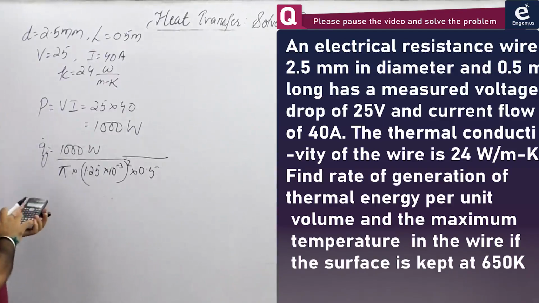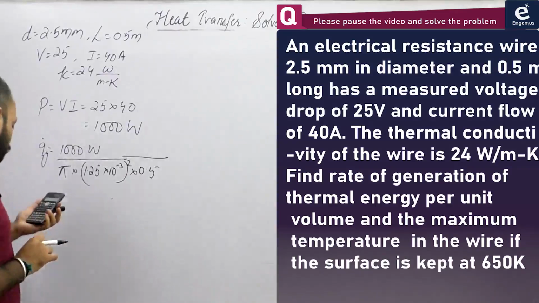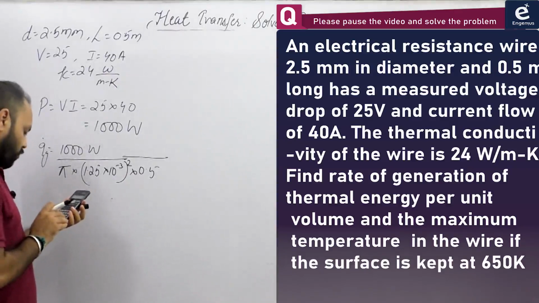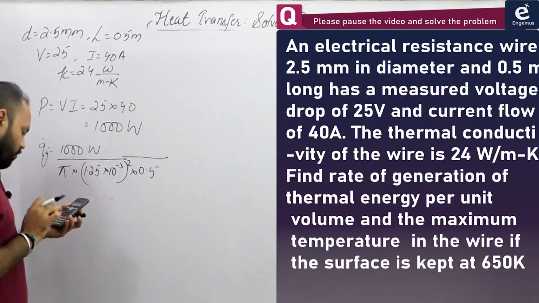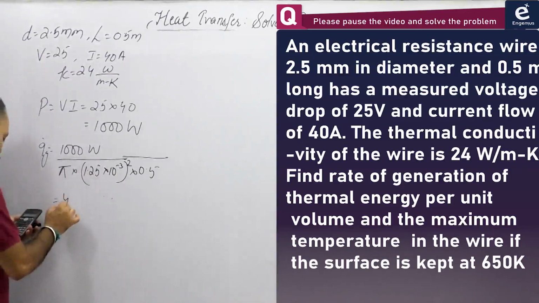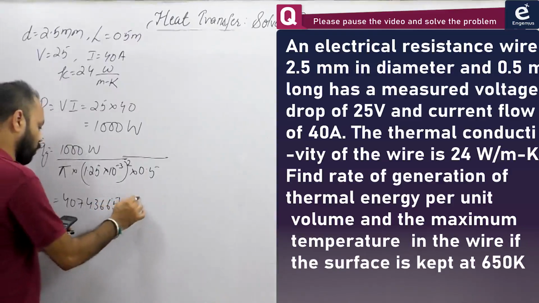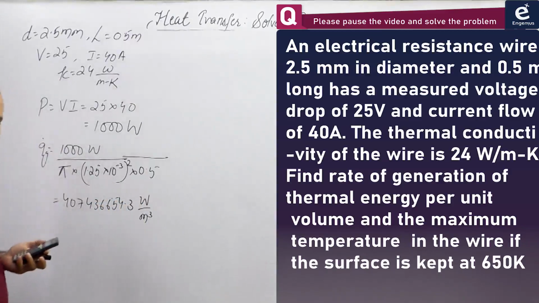So let me do this calculation again. 0.00125, that becomes 1.25 into 10 power minus 3, right? Square, multiplied by 0.5, and that multiplied by pi. Yes, 1000 divided by this gives you, it is quite high, 407436654.3 watt per meter cube. You can express this as megawatt or kilowatt per meter cube, in whatever units you want.